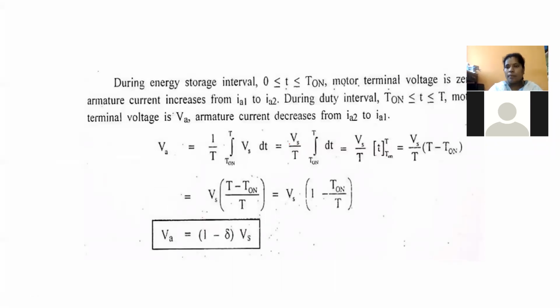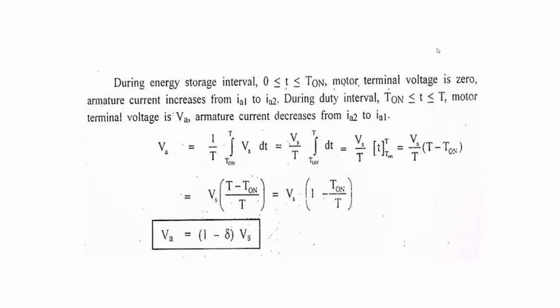So just listen, the statements are given to you. During the energy storage interval, that is when the time period is in between 0 to T on, motor terminal voltage is 0. And during the interval T on to T, that is during turn off time, our motor terminal voltage is almost equal to the supply voltage, that is armature voltage VA, that is nothing but supply voltage. So you are going to derive the expressions for the armature voltage.